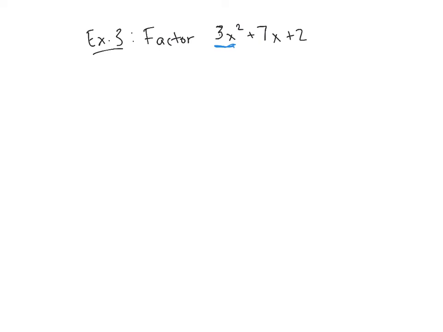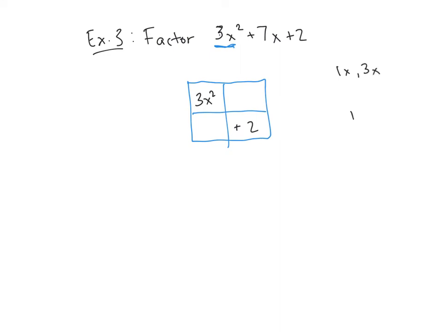No, on this one there wouldn't be, right? Because 3, 7, and 2 are all prime numbers. So 3 is the only thing that divides 3x squared, but 3 won't go into 7 or 2 evenly, and we need it to go into both evenly if it was going to be a GCF. So I'm going to draw my box down here. I should automatically know that 3x squared goes in the first box, plus 2 goes into the last box. And I need two numbers that are going to multiply to 3x squared in the first box, which is a prime number, so it has to be 1x and 3x. And then for my last box, I have to be 1 and 2.